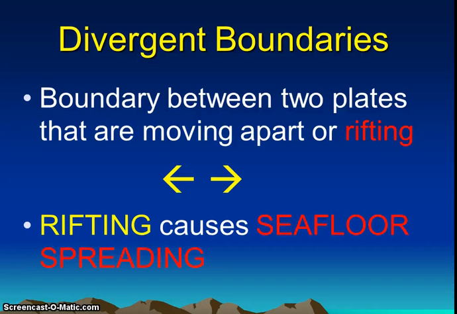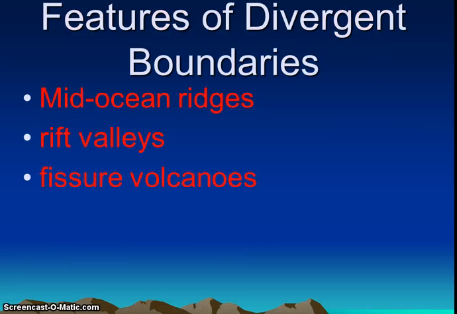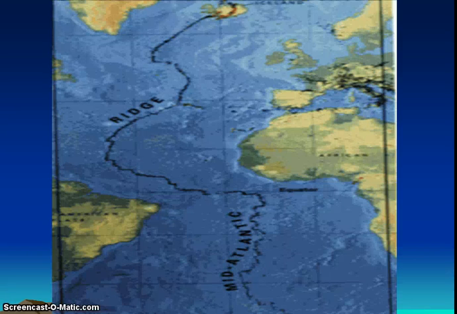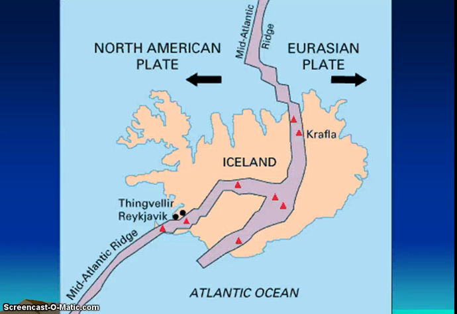The first is a divergent boundary. This is a boundary for two plates that are moving apart or rifting. The rifting causes seafloor spreading. Features of divergent boundaries are mid-ocean ridges, rift valleys, and fissure volcanoes. The mid-Atlantic ridge is an example of seafloor spreading and of a divergent plate boundary. The mid-Atlantic ridge divides Iceland in two, with the North American plate moving to the west and the Eurasian plate moving to the east.